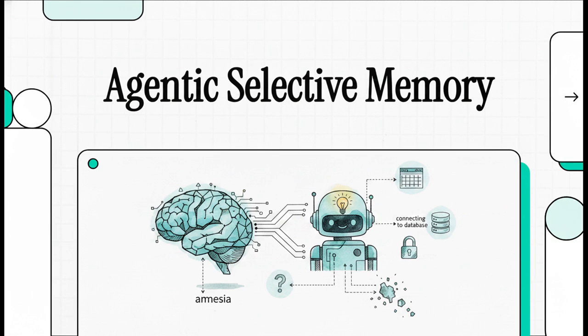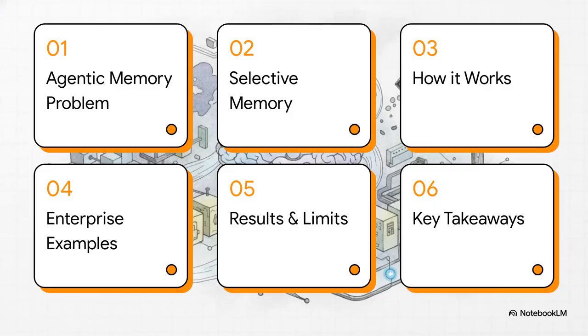Today, we're diving into a really breakthrough explainer on a research paper from Apple that actually solves this exact problem of AI amnesia. The paper is called Shared Selective Persistent Memory for Agentic LLM Systems. Okay, let's take a quick look at the agenda. We're going to cover the agentic memory problem, then look at the selective memory solution, exactly how it works, some real-world enterprise examples, the results and limits, and finally wrap up with the key takeaways.